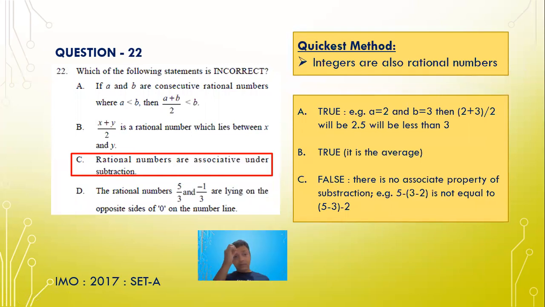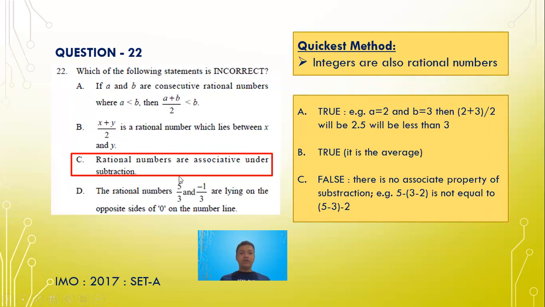Okay, next one. Which of the following statements is incorrect? If A and B are consecutive rational numbers where A is less than B, then A plus B upon 2 is less than B, which is true, isn't it? Because let A be 2 and B be 3, so 2 plus 3 upon 2 is 2.5, which will always be less than 3. X plus y upon 2 is a rational number which lies between x and y, which is obviously true because x plus y upon 2 is the average, and average will always lie between the two numbers.